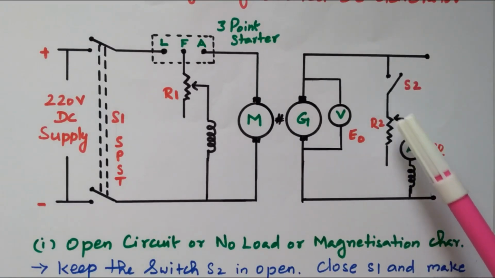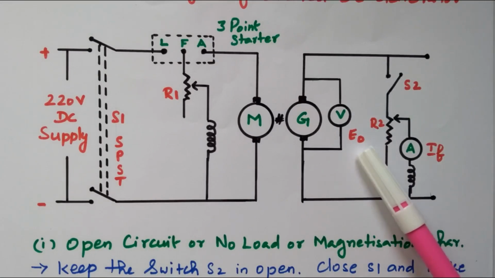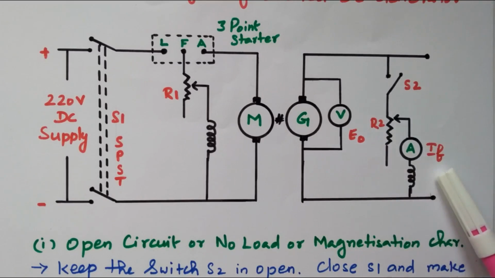The R2 is slowly adjusted. By varying R2, we can set the field current. For the corresponding field current, we need to note the no load EMF. Again, the resistor value is varied, the field current is increased, and for that increased value, again E0 is noted.